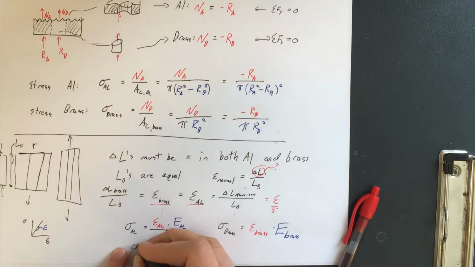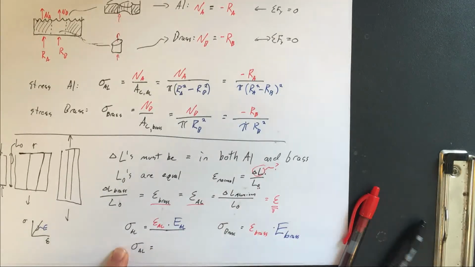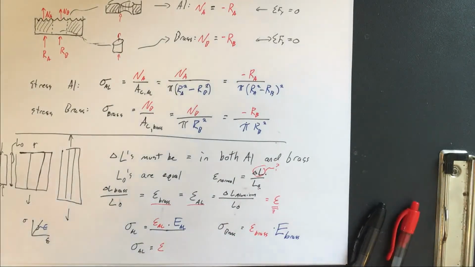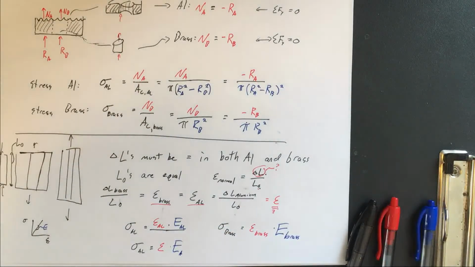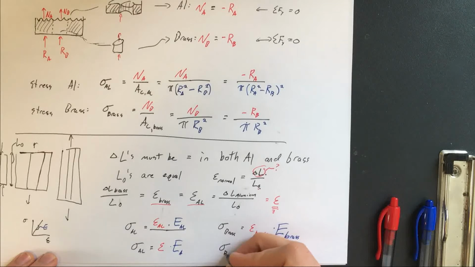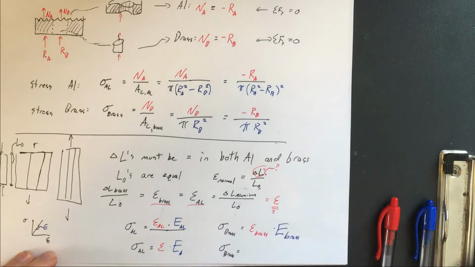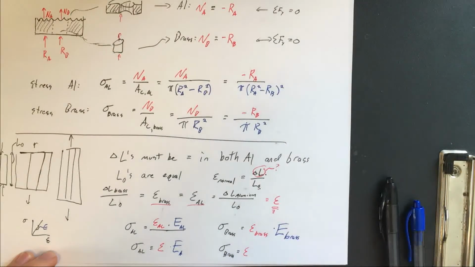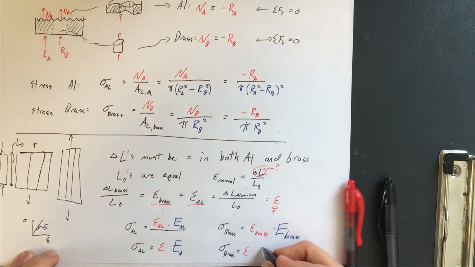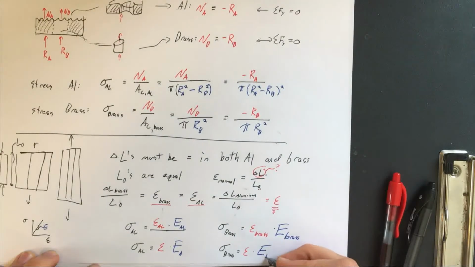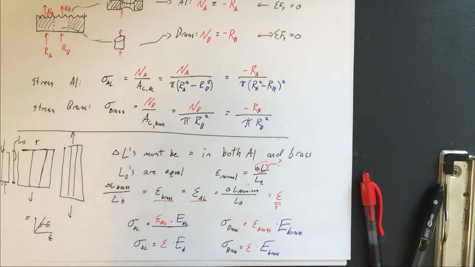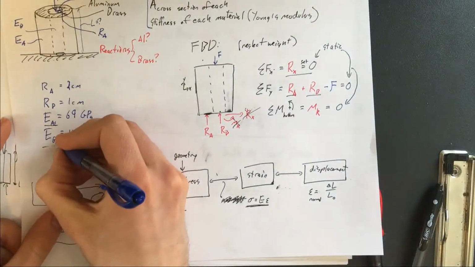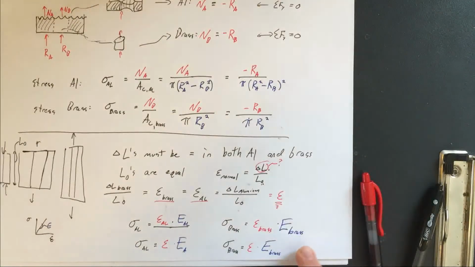So what does this mean? This means the stress in the aluminum is equal to the strain that occurs in either section times the stiffness of aluminum. And the stress in the brass is equal to the strain that's in either or both sections times the stiffness of brass. These were both knowns that we had at the beginning. This is our stiffness of brass. So what does this mean?